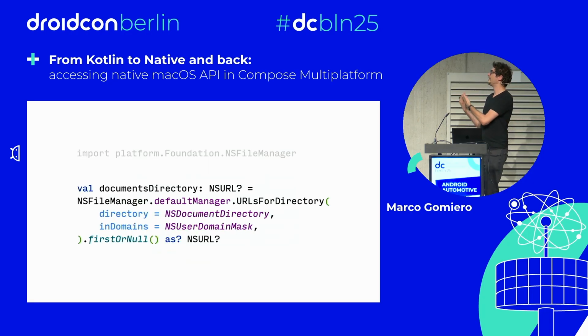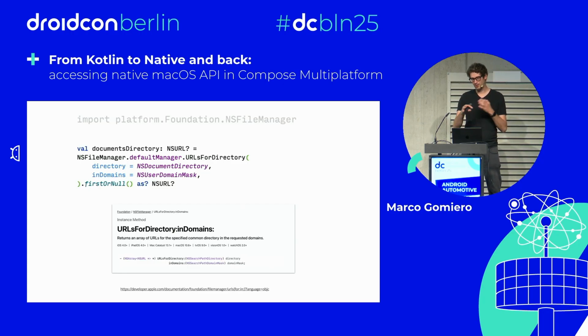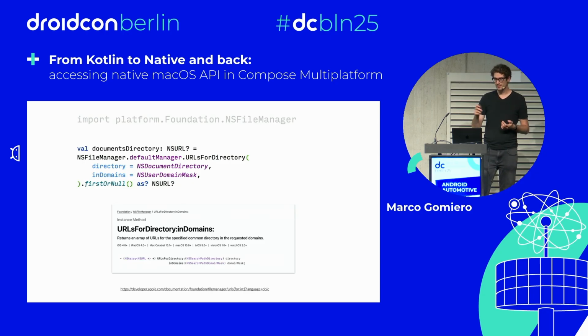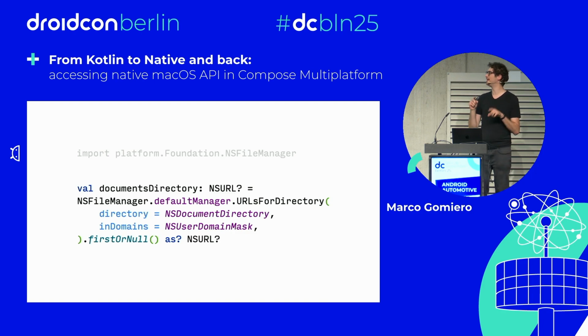So, for example, you can, of course, import and use all the functions that are available from NSFileManager. So, in this case, URL for directory, which is a method to get the document directory, the directory of the documents in the phone or in the file system of macOS. And this is exactly the same API that you could find if you are navigating the API documentation for macOS.